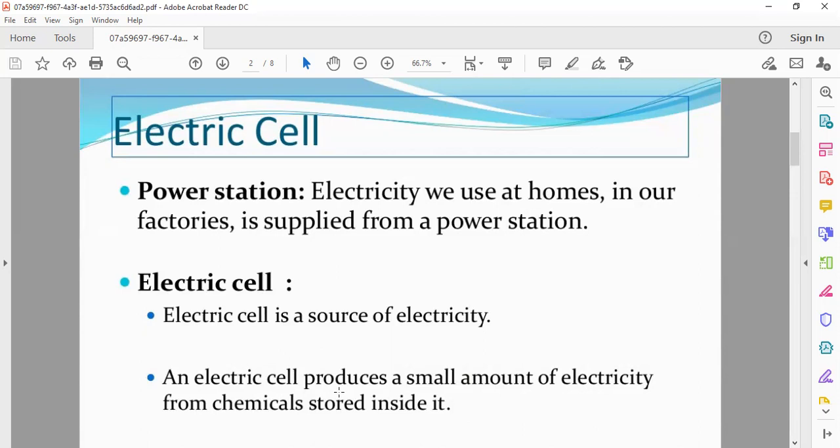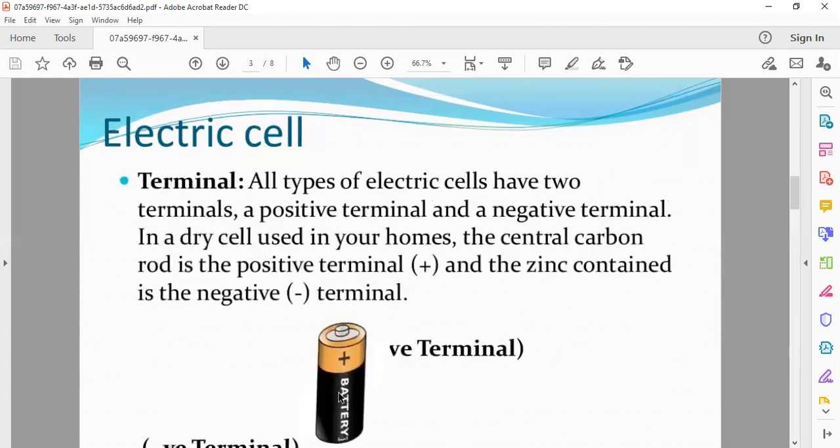You have seen that we use the cells for a few months or a year, then they get exhausted. Then we have to change it. We throw away the old one and use a new one. So chemicals are present inside the cell which provide electricity. So let's discuss the electric cell first of all.